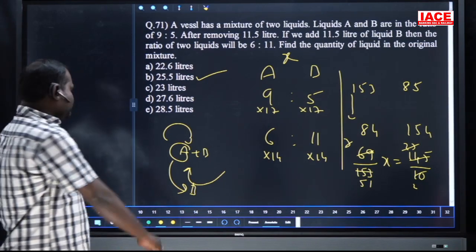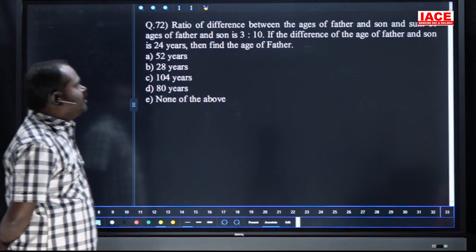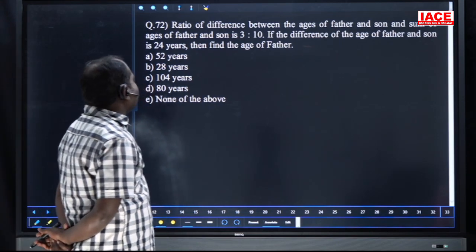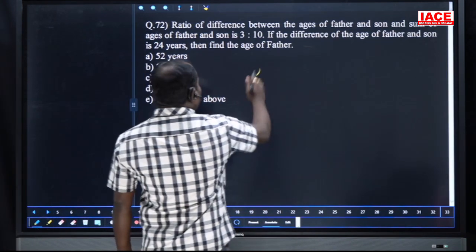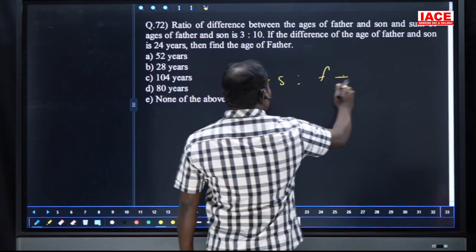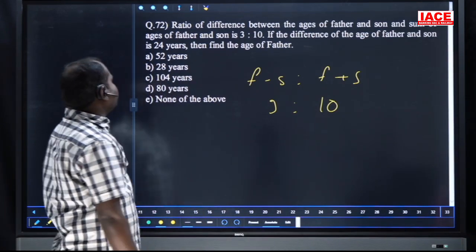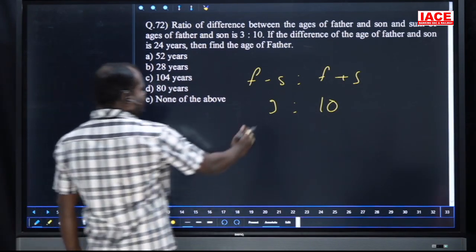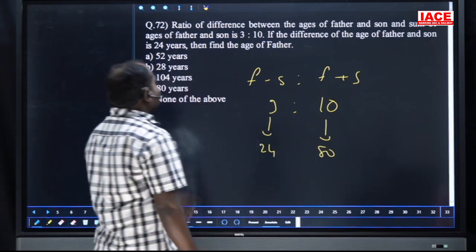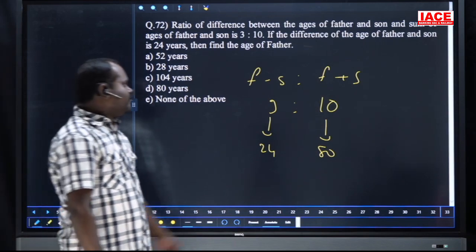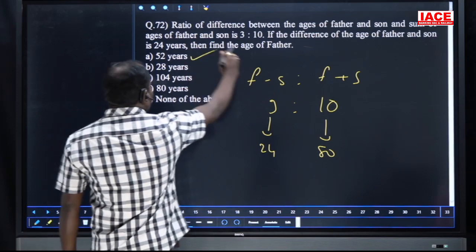25.5. Next. The ratio of the difference between the ages of father and son to the sum of the ages of father and son is 3:10. If the difference of the ages of father and son is 24, then 3 parts is 24, so the sum will be 80. The question asks to find the age of father. Father's age will be sum plus difference by 2, that is 80 plus 24, 104, by 2, which is nothing but 52. 52 years.